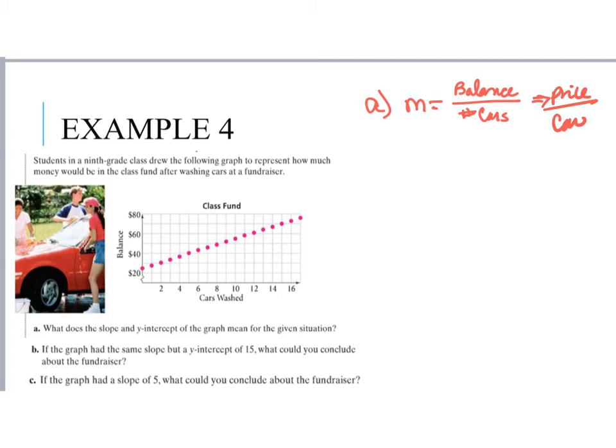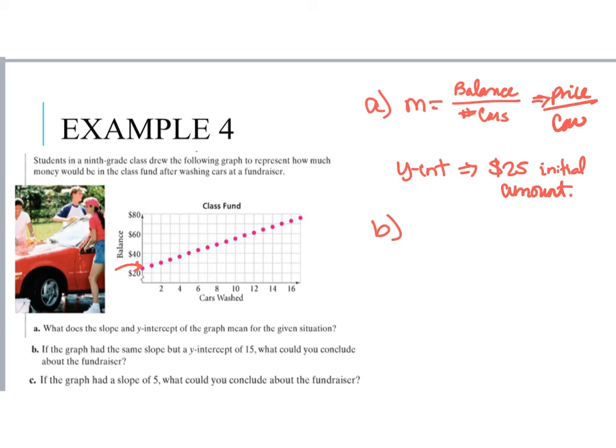Now, it also asks us to interpret the meaning of the y-intercept. Well, my y-intercept, which is right here, looks like it's somewhere in between 20 and 30. So we can imply that it's around $25. Now notice my number of cars washed is at 0, so this $25 is our initial amount of money that we started out with.